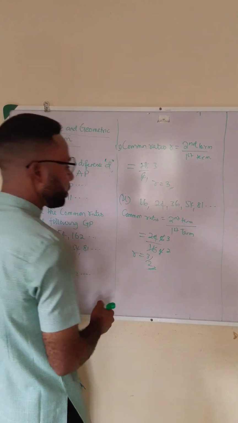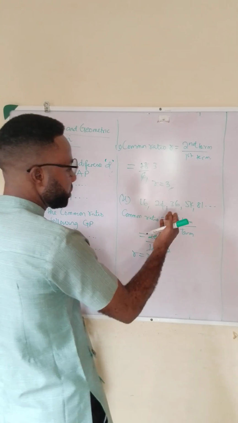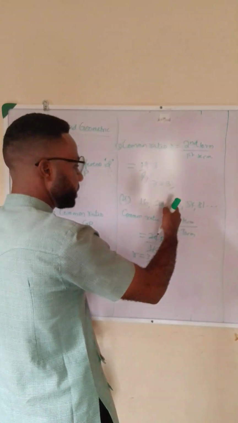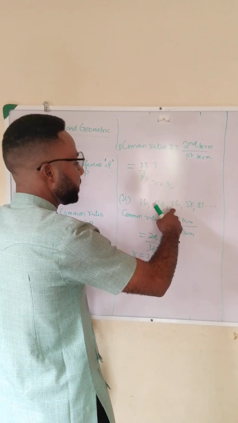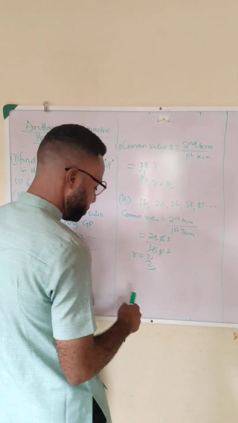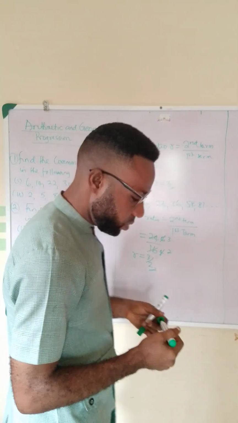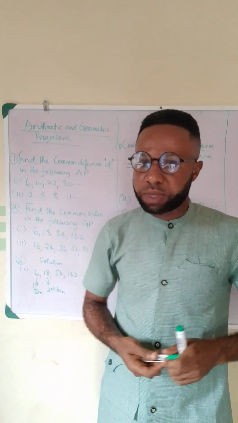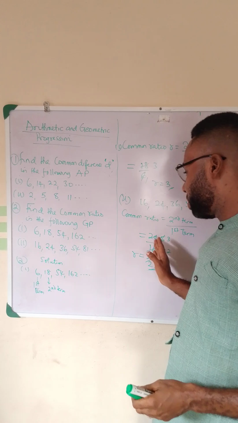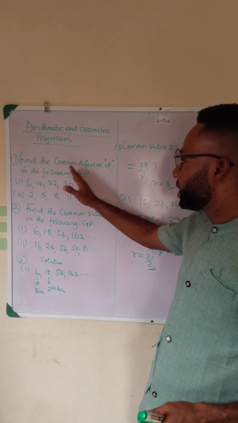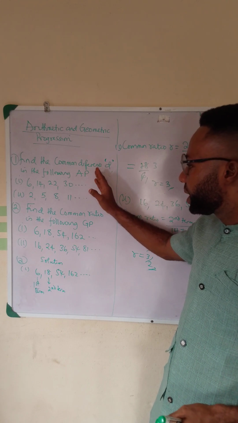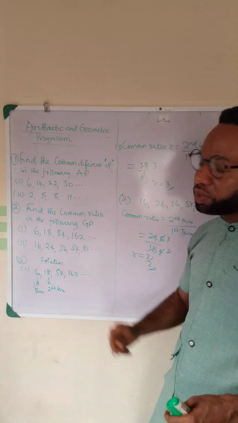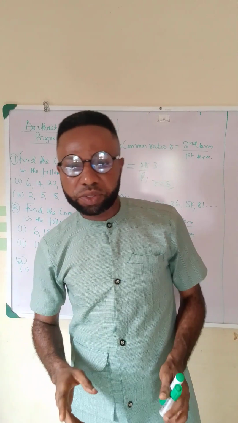So that is our common ratio. But if you want to use the fourth and the third term to determine it, you can say 54 divided by 36. That will give you your common ratio. So viewers, that is how to determine the common difference for AP and the common ratio for geometric progression.